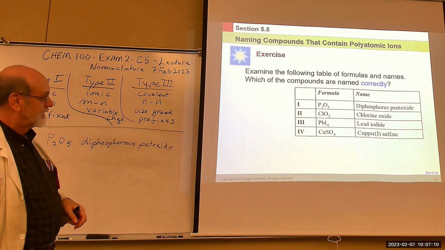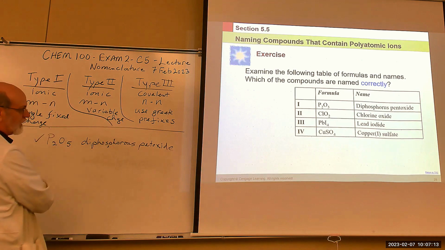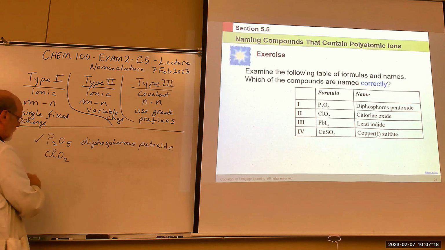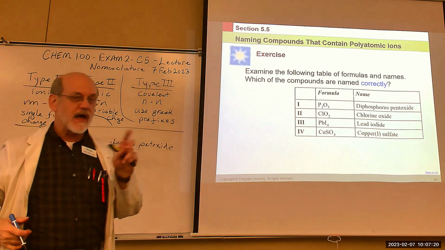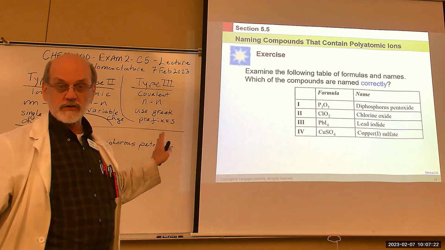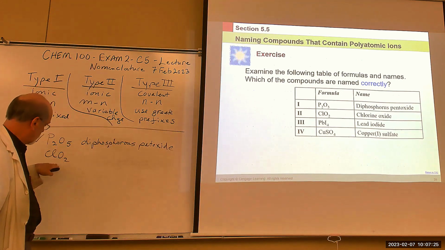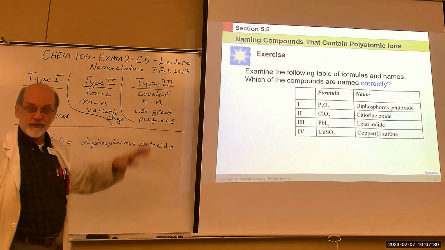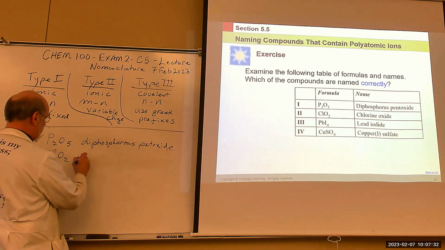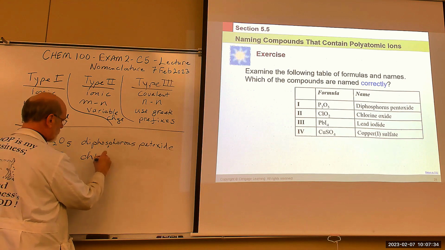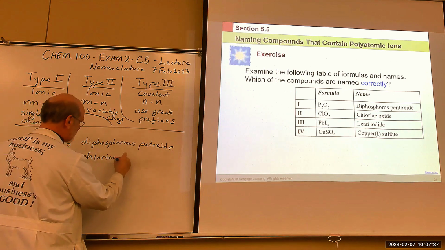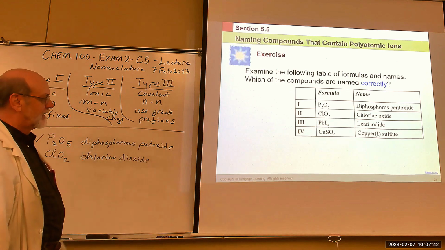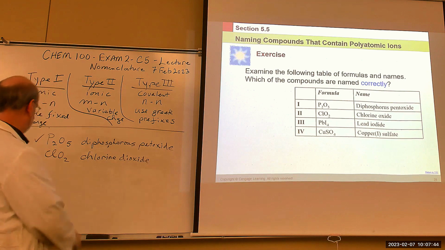Okay, that one's correct. But the next one, ClO2. Notice this is a compound. This is not a polyatomic because there's no charge, right? This is a neutral compound. So what is it? A non-metal and a non-metal. Type 3 again. And so we say chlorine, there's only one of them, dioxide. That one's wrong. Right?